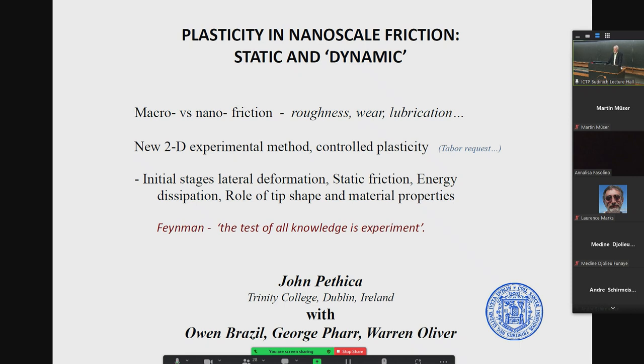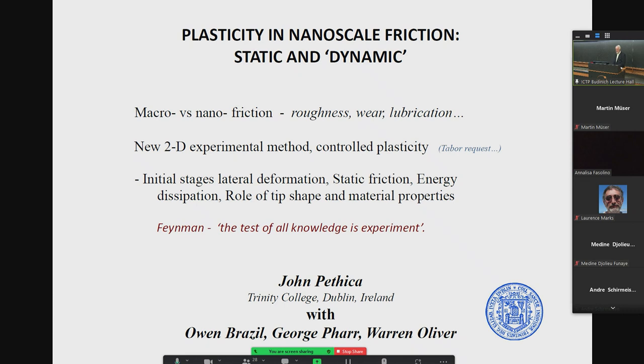And there's a kind of little note I've made for myself there, which is about 25 years ago, David Tabor said to me, this 1D stuff you're doing in nano is great, but it's useless because you can't do anything two-dimensional. And so he said, you better do something about that. Well, I'm sorry it's taken 25 years, David, but there you go.